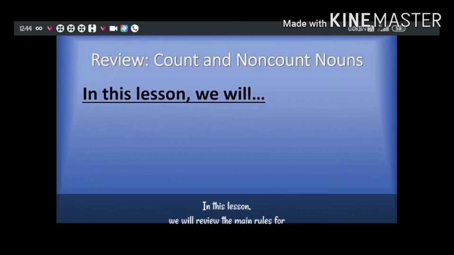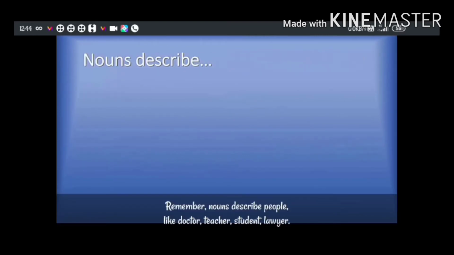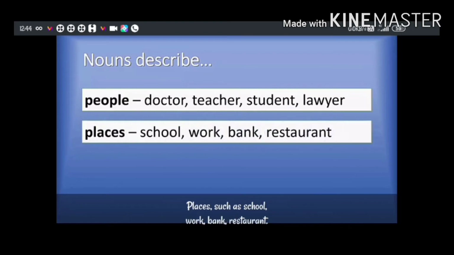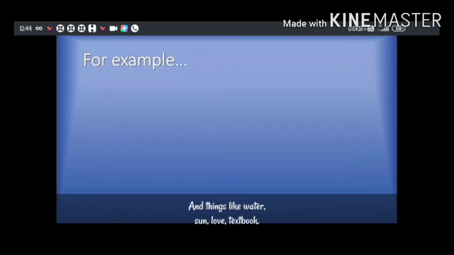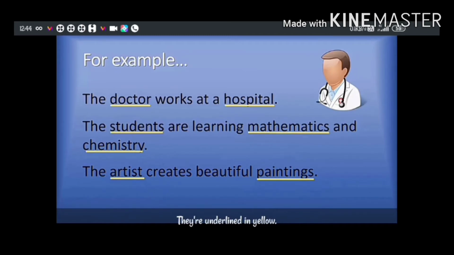Review the main rules for count and non-count noun use. Remember, nouns describe people like doctor, teacher, student, lawyer, places such as school, work, bank, restaurant, and things like water, sun, love, textbook. For example, in these sentences, we have several nouns. They're underlined in yellow.